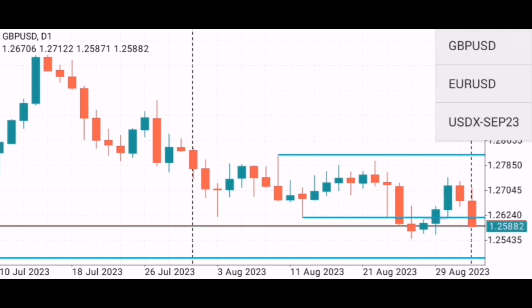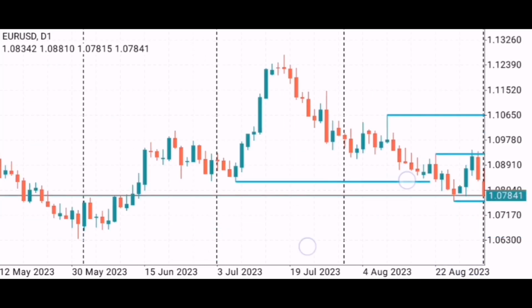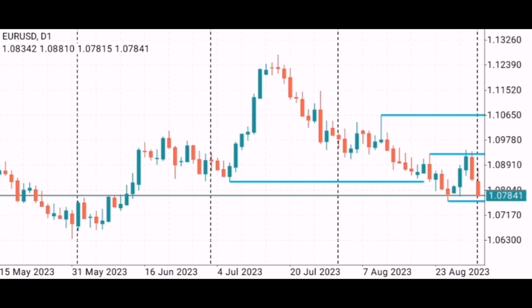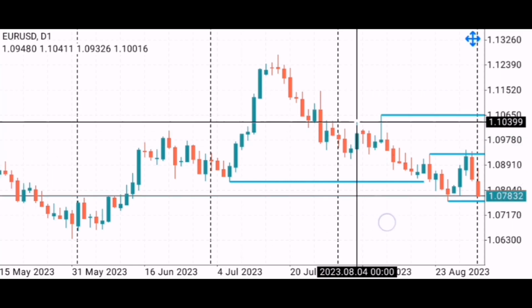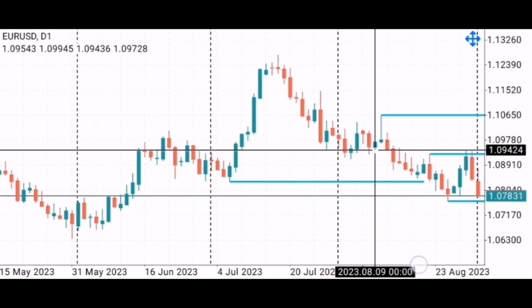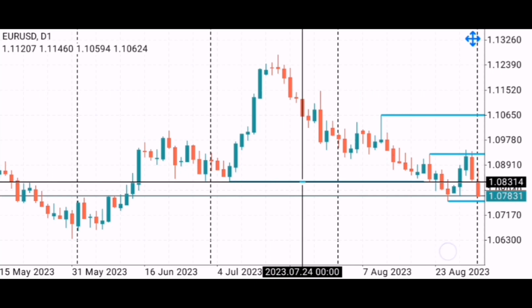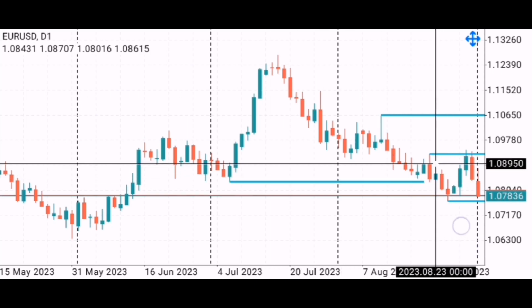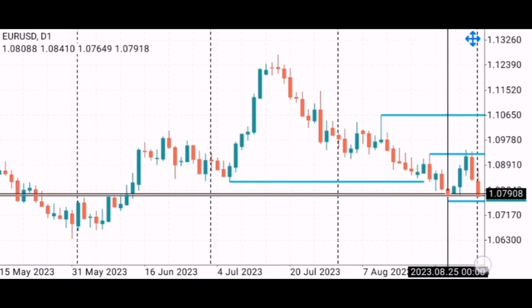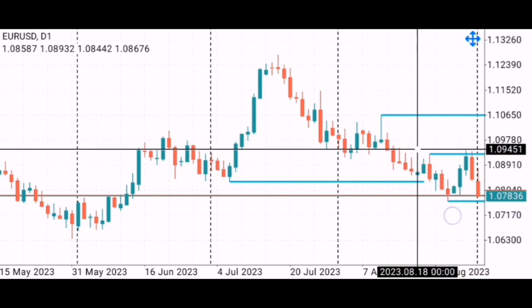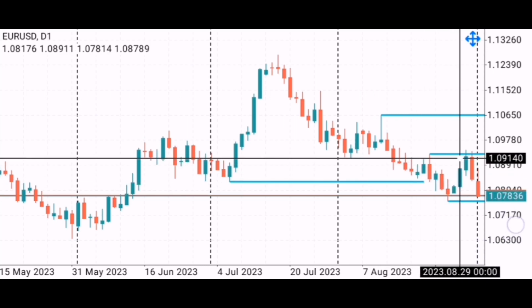With that out of the way, we are looking now at EURUSD, and I'm on the daily time frame. This market has been bearish for weeks, and it took out this level over here, and that's when we understood that this market is surely now in a bearish state.